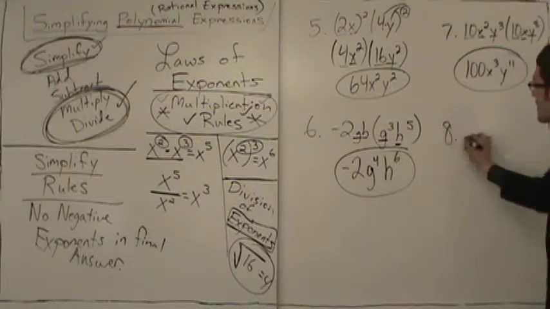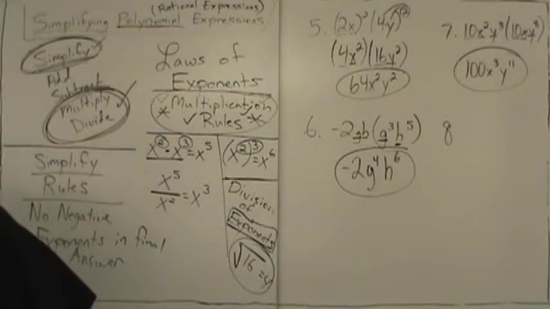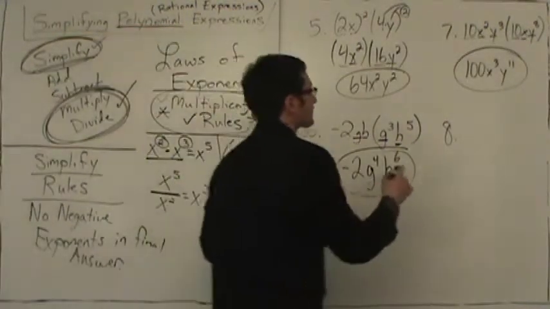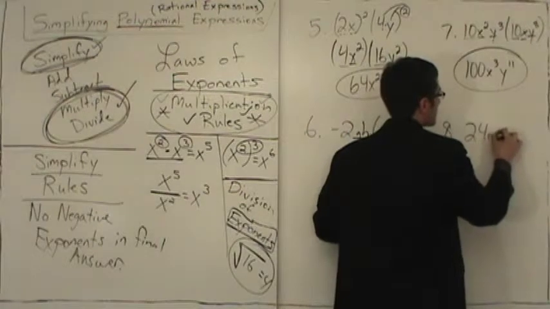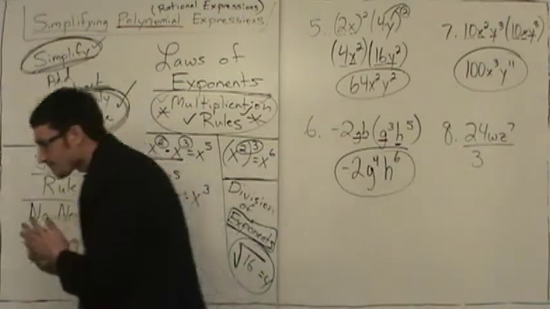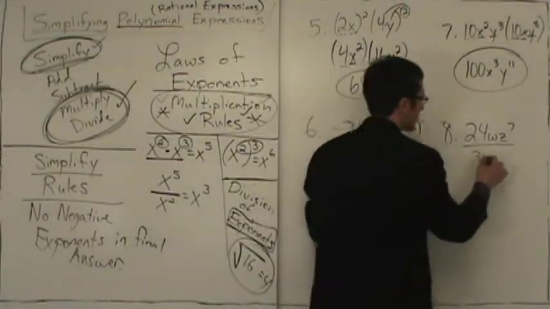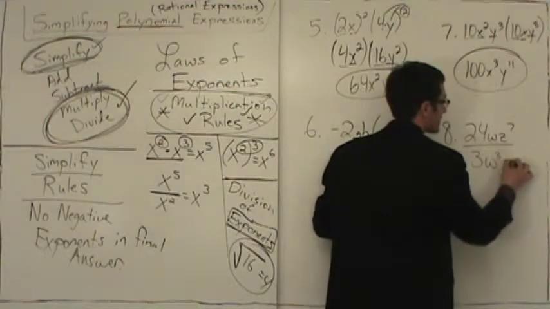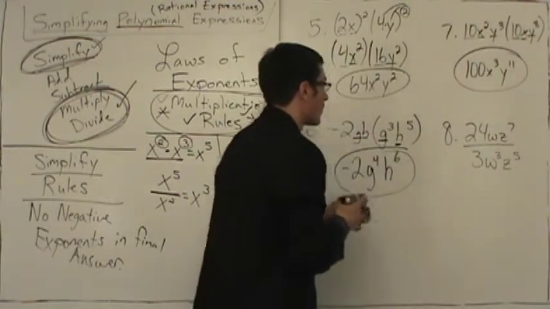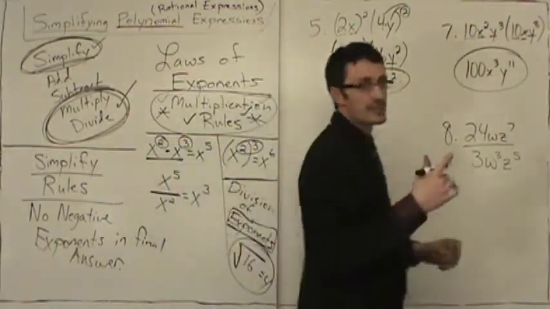Number 8. Okay, so now we're getting into canceling. 24wz to the 7th over 3w to the third z to the 5th, I believe, if I'm reading that right. Now I'm going to write this out one time for you so that you can see it. And then I want you to see the trick.